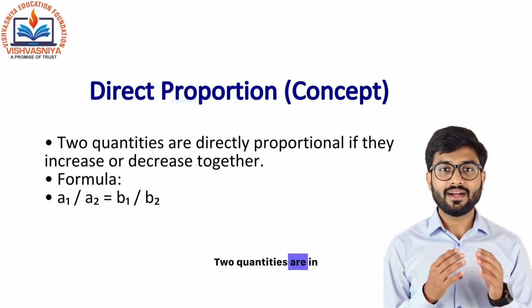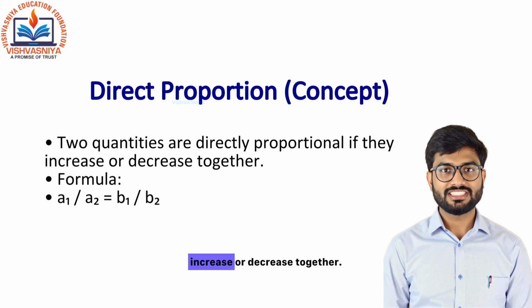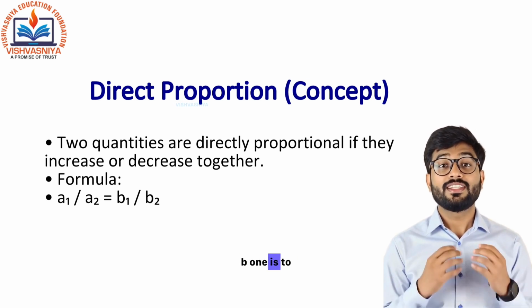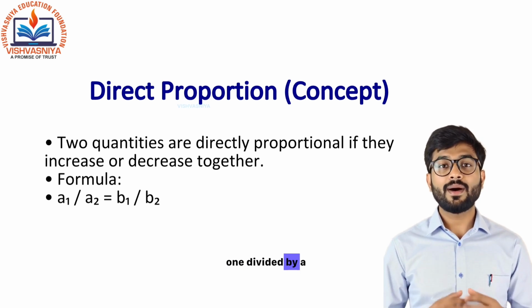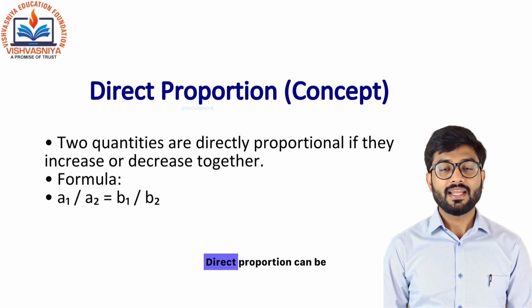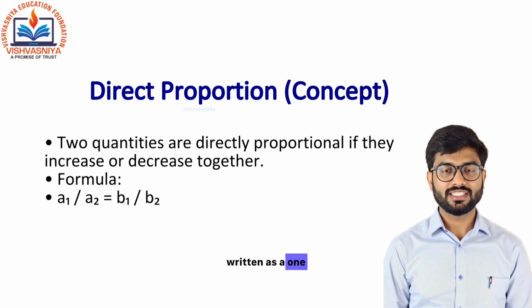Two quantities are in direct proportion when they increase or decrease together. If a1 is to a2 as b1 is to b2, then a1 divided by a2 equals b1 divided by b2. Direct proportion can be written as a1 divided by a2 equals b1 divided by b2.